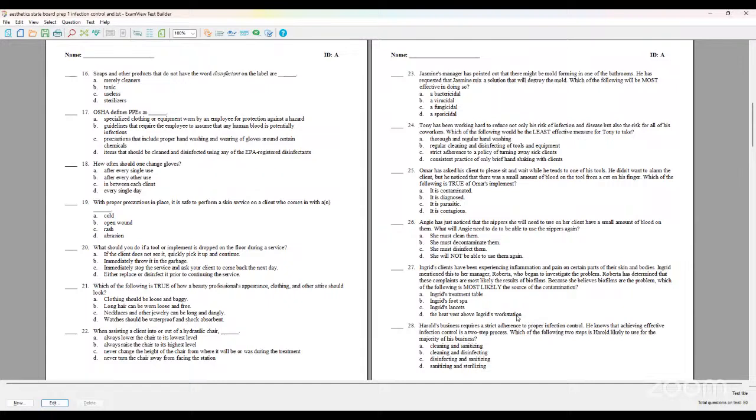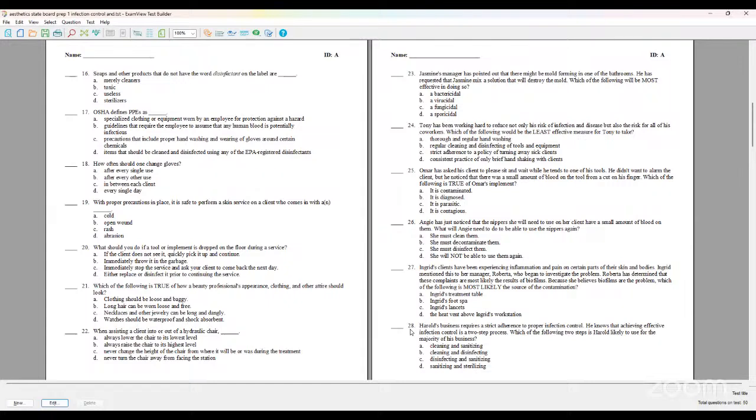Okay. Redness and pain, nine times out of 10, is going to be her foot spa. So 27 is B, a foot spa. 28.